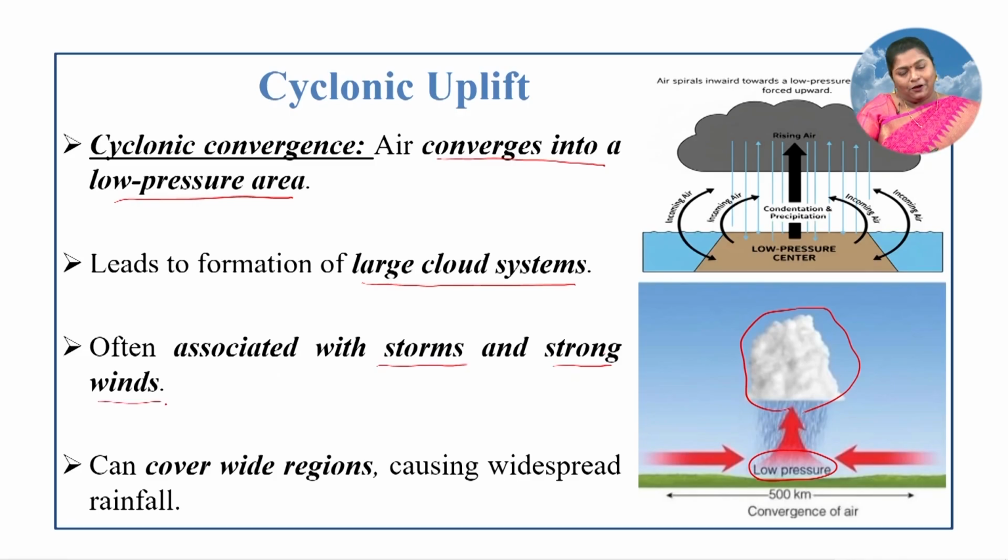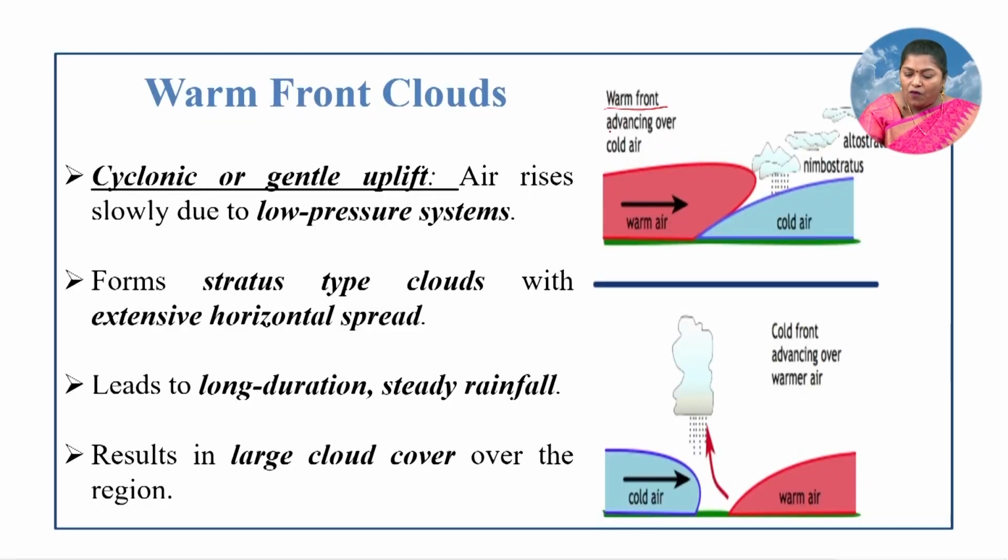So during the cyclonic period, what happens? The wind will be very strong, and then it also leads to storms. It can cover a wide region causing widespread rainfall. So it will lead to rainfall over wide regions. Then we have the warm front clouds, that is, here you can have the warm front advancing over cold air.